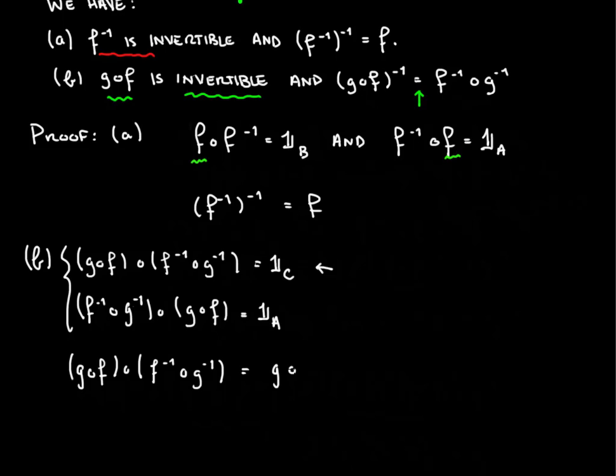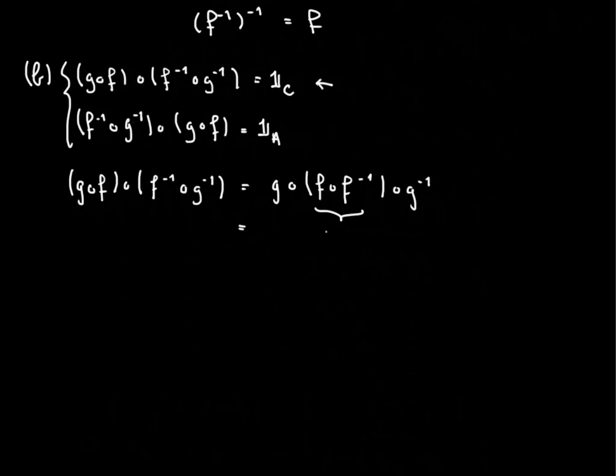So we take g circle, and prioritize f circle f inverse, circle g inverse. And now what this is equal to is the identity over B. Let me bring that down a little bit. We have the identity over B here, circle g inverse, and right in front we have g. Now, the identity over B really is useless. We can just simplify this as g circle the inverse of g. And what this is, it's simply the identity over C.